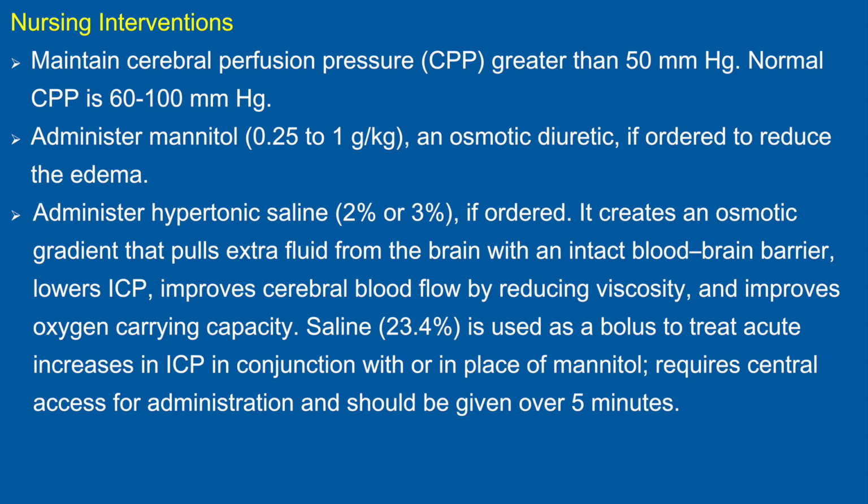Administer hypertonic saline if ordered. It creates an osmotic gradient that pulls extra fluid from the brain with an intact blood-brain barrier. Lowers ICP, improves cerebral blood flow by reducing viscosity, and improves oxygen carrying capacity. Saline 23.4% is used as a bolus to treat acute increases in ICP in conjunction with or in place of mannitol. Requires central access for administration and should be given over 5 minutes.